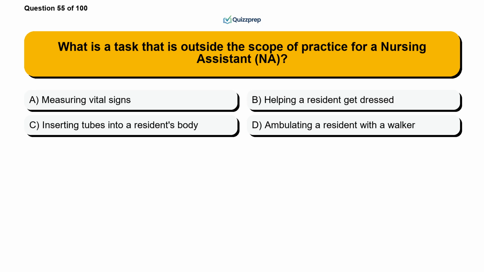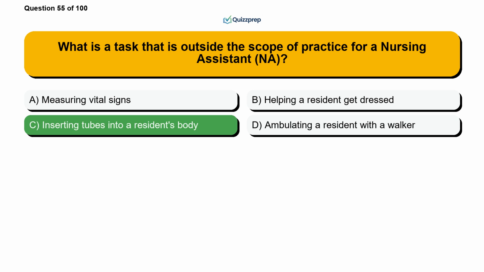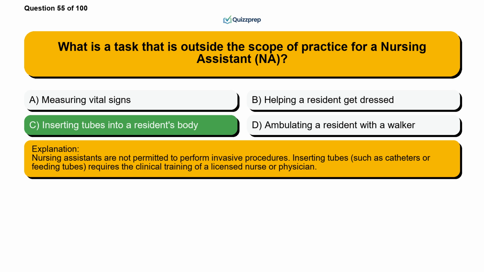Question 55. What is a task that is outside the scope of practice for a nursing assistant, NA? Option A, measuring vital signs. Option B, helping a resident get dressed. Option C, inserting tubes into a resident's body. Option D, ambulating a resident with a walker. The correct answer is option C, inserting tubes into a resident's body. Nursing assistants are not permitted to perform invasive procedures. Inserting tubes, such as catheters or feeding tubes, requires the clinical training of a licensed nurse or physician.